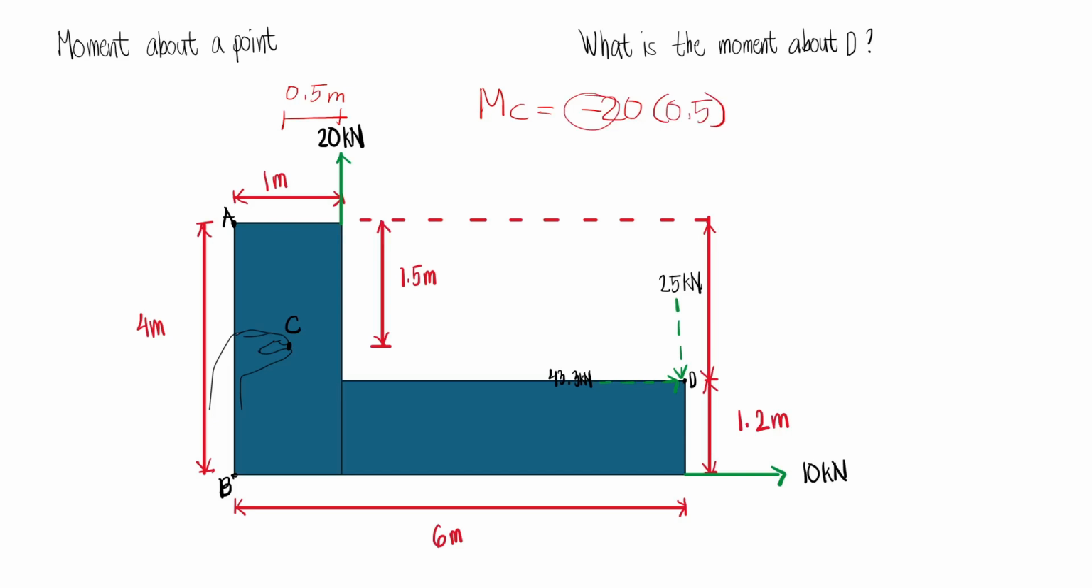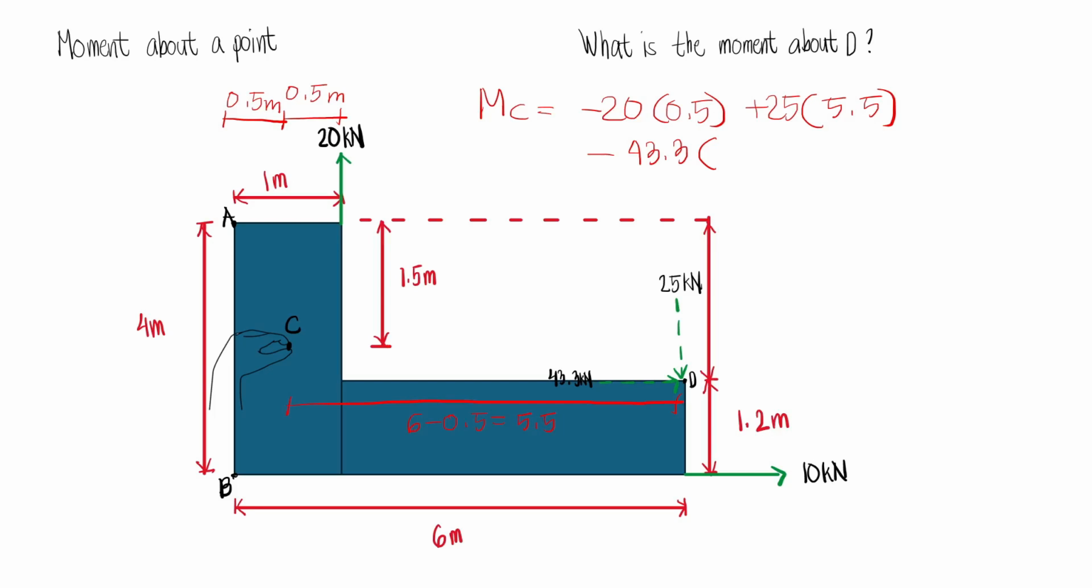Again, this is minus because if you hold this point and then you apply this force, your body will rotate counterclockwise. And then we have plus 25 and then times the moment arm, which is this one, that will be 6 minus 0.5 because this is also 0.5. So we have this distance. 6 minus 0.5 will give us 5.5. And so this is 5.5. And then we have minus 43.3 multiplied by the moment arm.